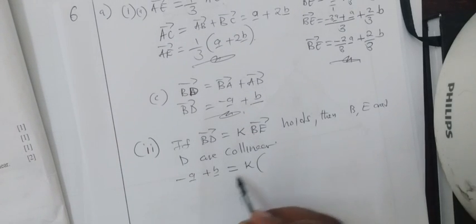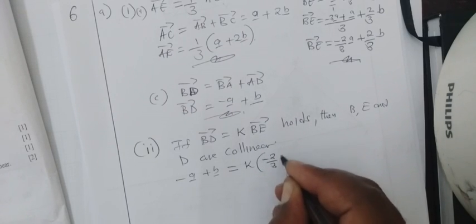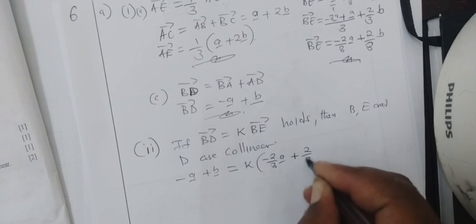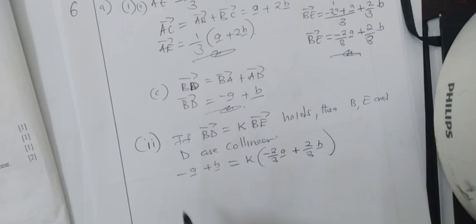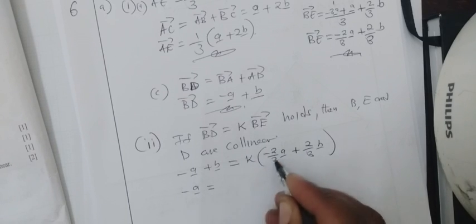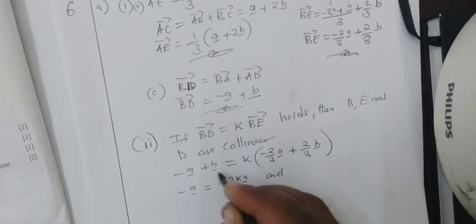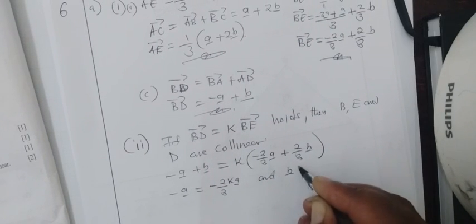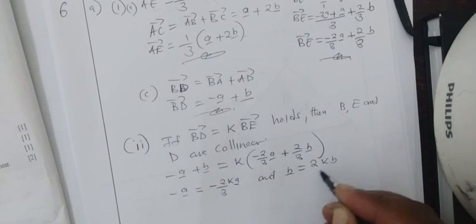So what is our BE? It's negative 2 over 3 A plus 2 over 3 B. So here, the struggle is to find K. If K is found, then we'll conclude that the points are collinear. So we are going to say negative A is equal to, you multiply this, so you have negative 2 over 3 KA, and you equate this part B. B is equal to, you multiply this by that, so you have 2KB over 3.